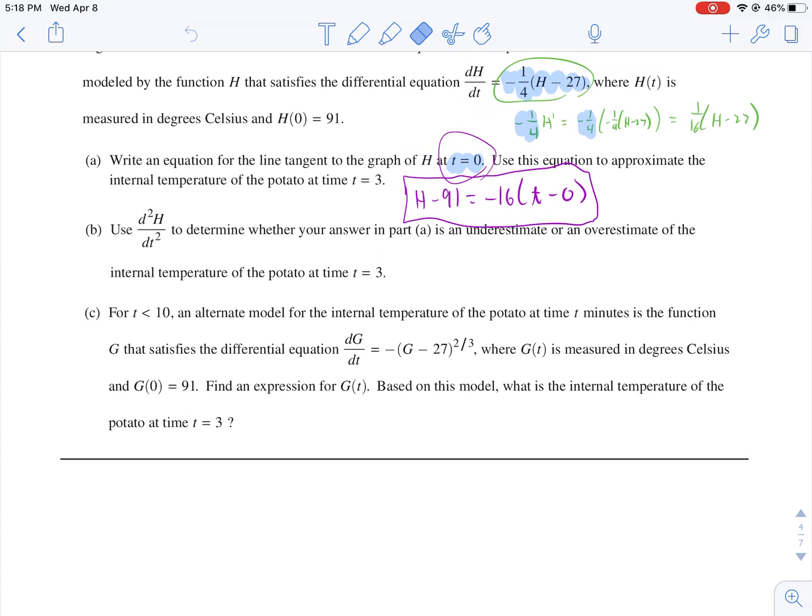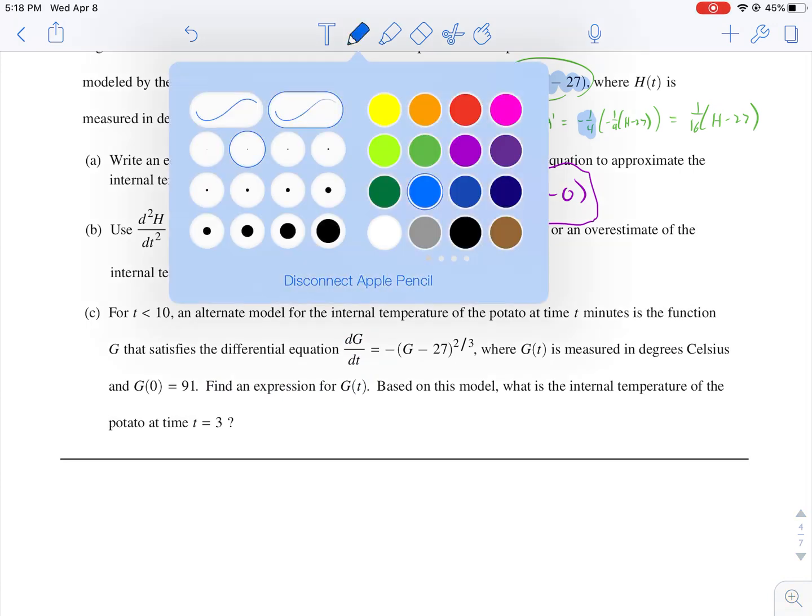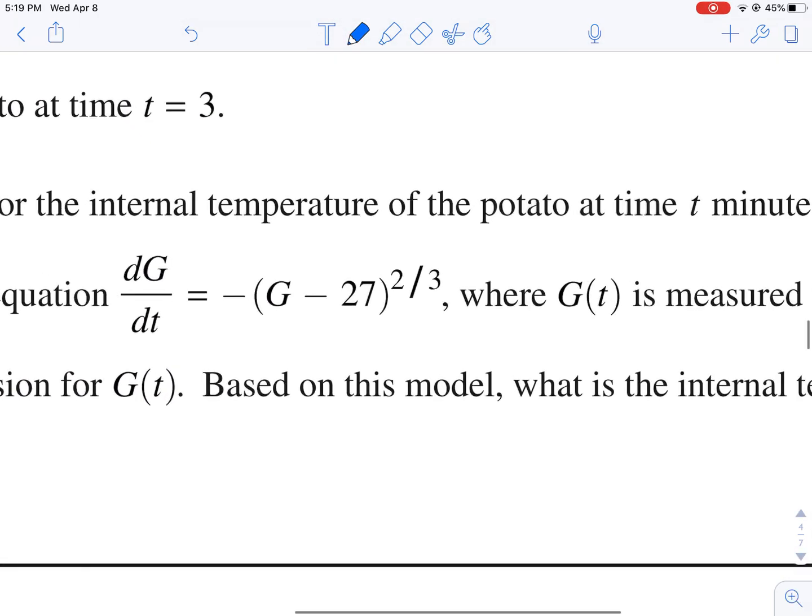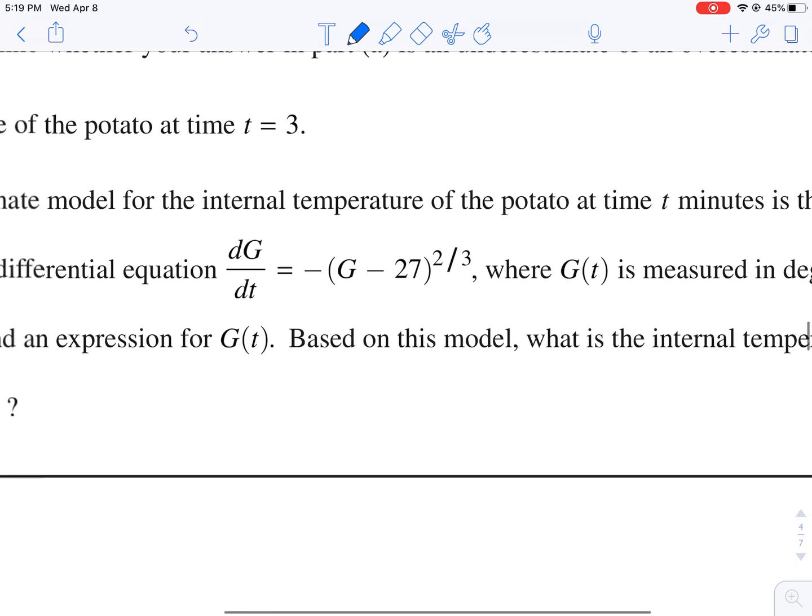And then part C, a bunch of jargon here. In the end, though, that just says find an expression for g of t, given dg dt. So we're given a derivative, we're finding the original function. This is separation of variables. Yet again, it's separation of variables even though there's no t in the problem. There's no t over here, right? But that's okay. We can still just have a dt by itself, whose antiderivative will simply be t.